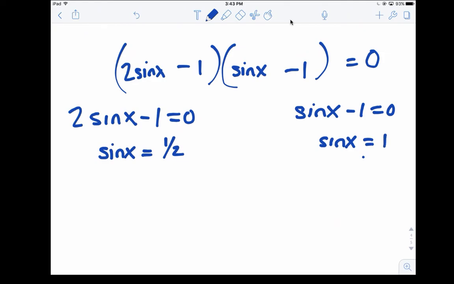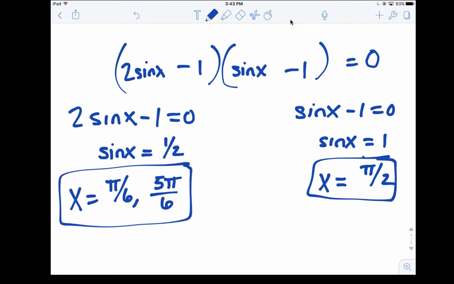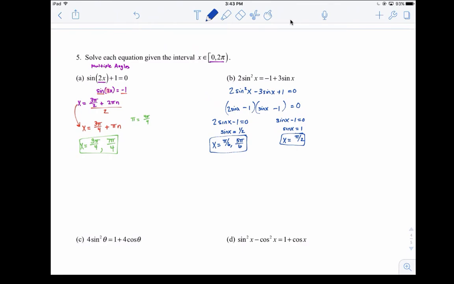Okay, so where does sine equal 1/2? That would be pi over 6 and 5 pi over 6. Alright, and then the other one you have, where does sine equal 1? And that would be pi over 2. Alright, so again, just make sure you have your unit circle out for these so that you're getting the correct answers.